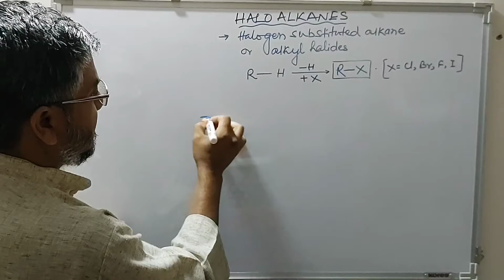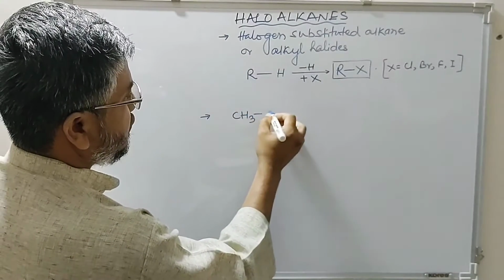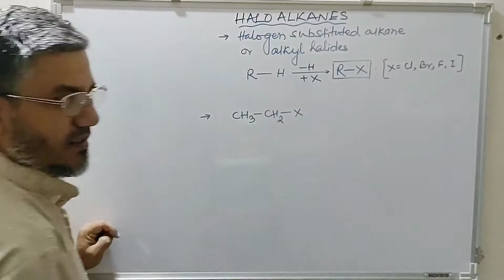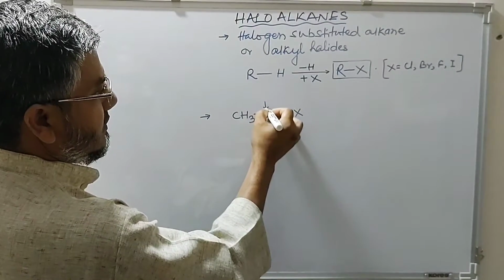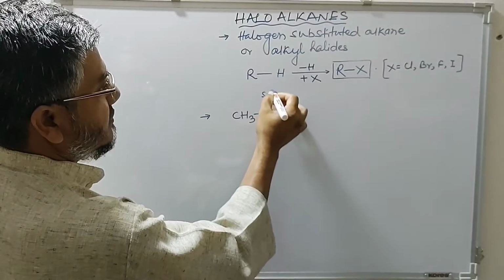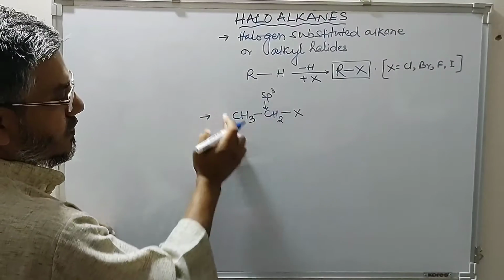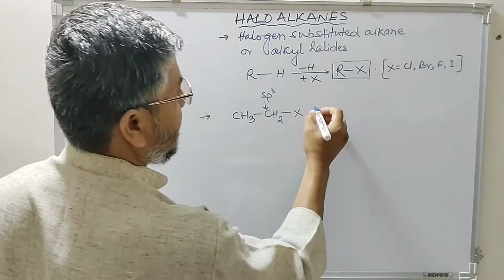Look at this. We have, suppose, CH3 CH2X. If you look at this, this carbon is sp3 hybridized. So this group is known as an alkyl group. So this is an alkyl halide.